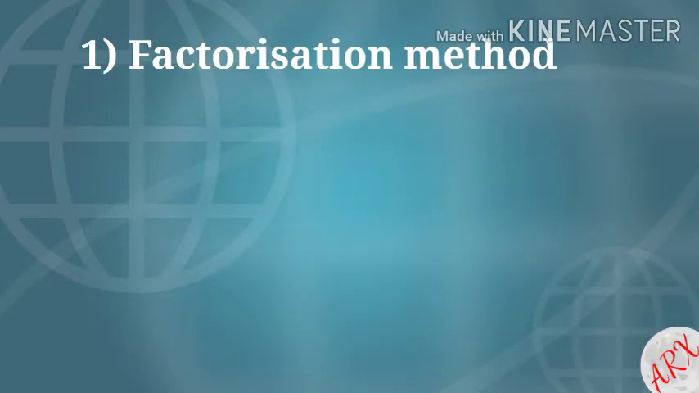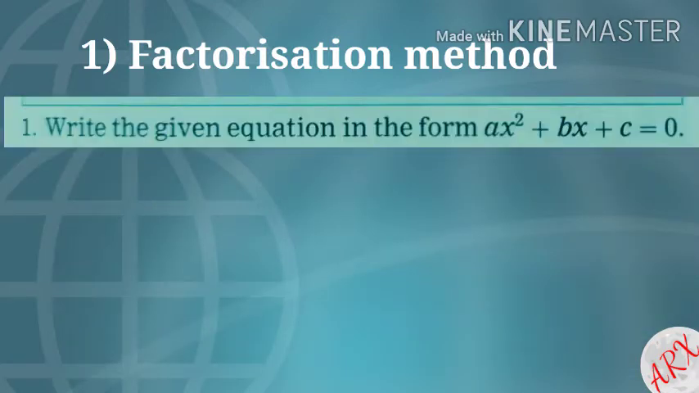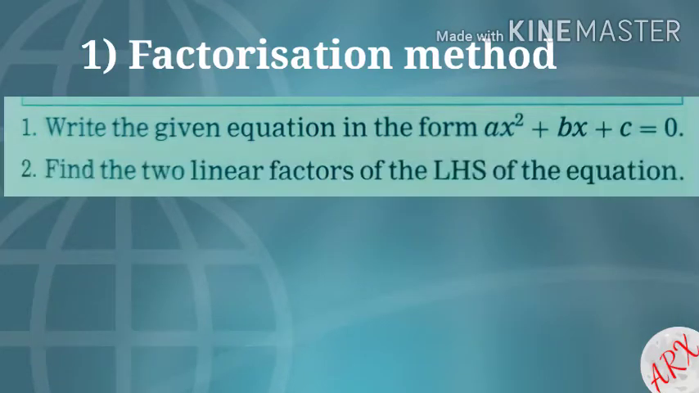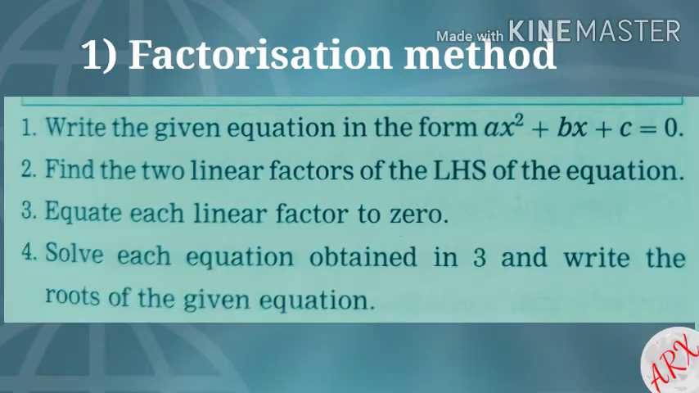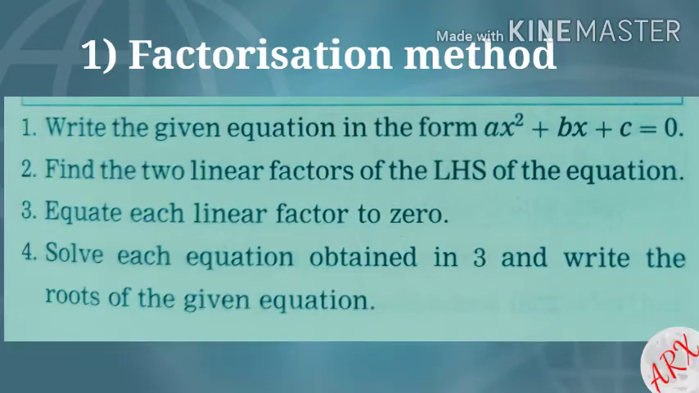There are the following steps to solve a quadratic equation by factorization. First, write the given equation in the form of ax square plus bx plus c equal to 0. Second, find the two linear factors of the LHS of the equation. Third, equate each linear factor to 0. Fourth, solve each equation, obtain the values of x and write the roots of the given equation.